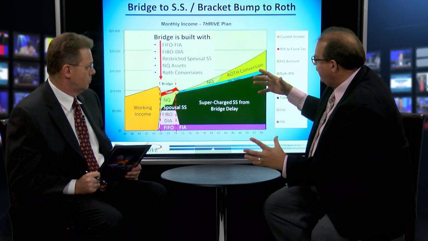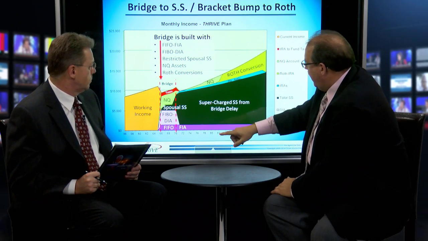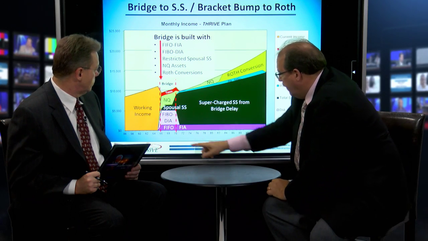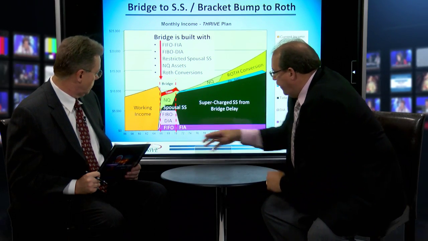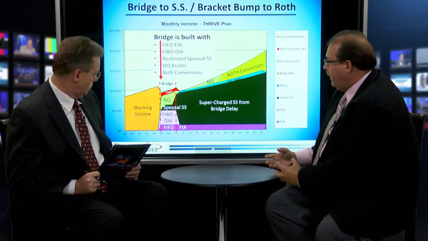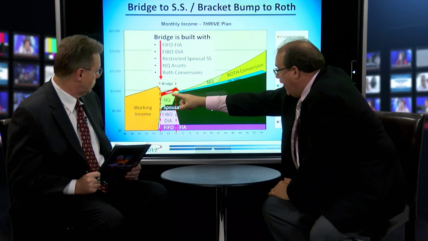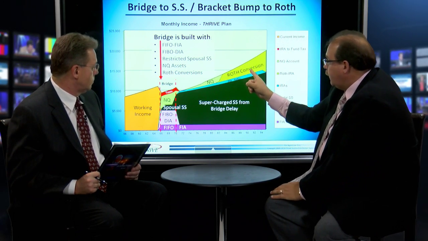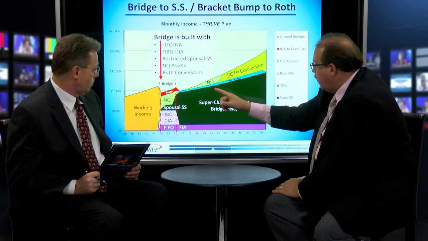So now we're maximizing Social Security and our non-qualified assets. You can see our FIBO DIA is down here. It's just a 5-year payout. Our FIFO FIA, in the bridge, it's tax-free. Out of the bridge, it's 100% taxed. We're going to pay a bunch of taxes, but we're doing it in the compressed tax bracket, and we're going to convert those dollars to Roth. We are going to eat up our non-qualified dollars.